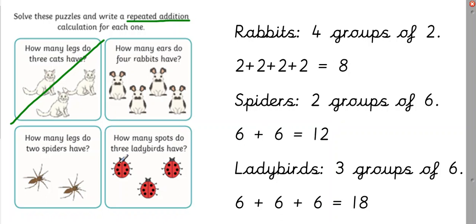And ladybirds, we've got 3 groups because we've got 3 ladybirds. And we've got 3 groups of 6 because they've each got 6 spots. So 6 add 6 add 6 is 18. Well done if you got those ones correct because that was really tricky at year 6. I'll speak to you again soon.